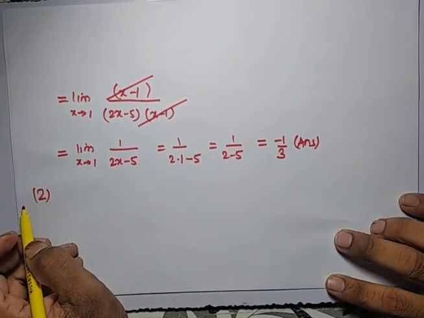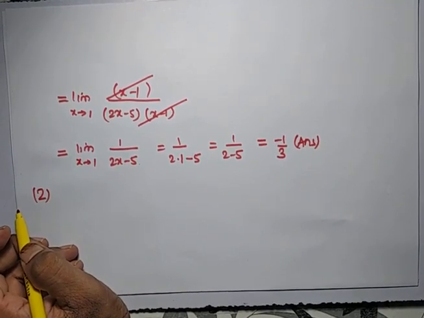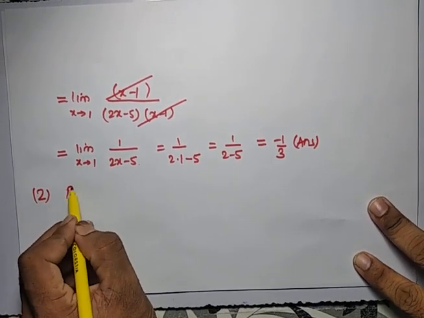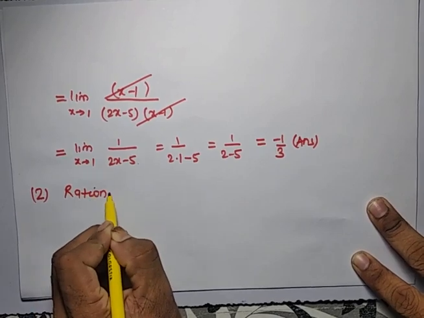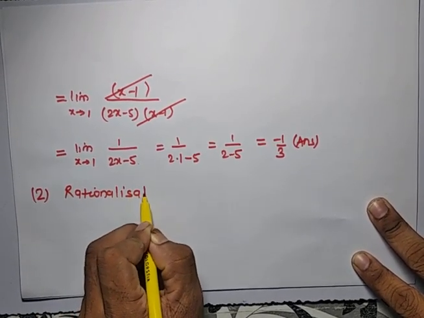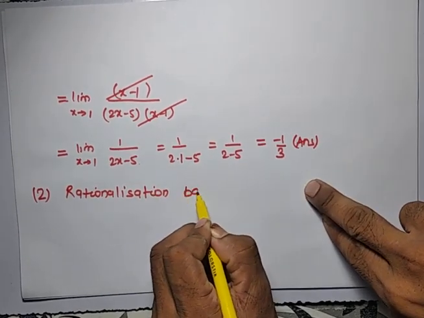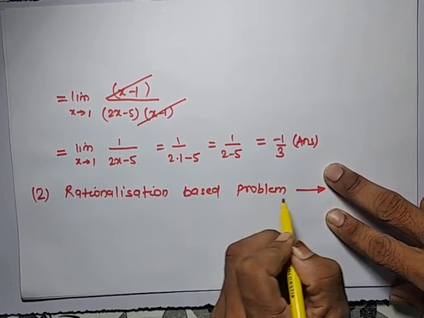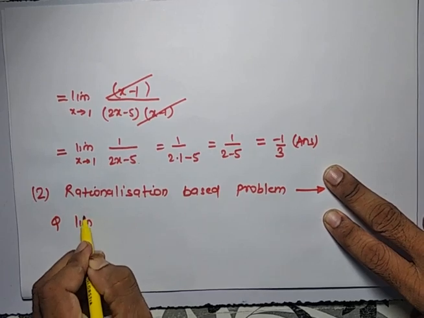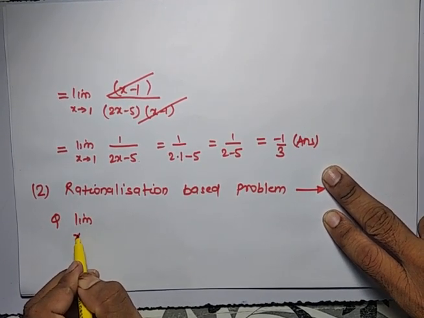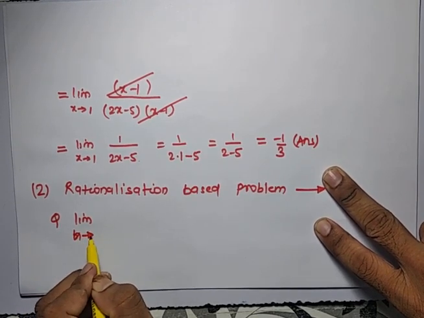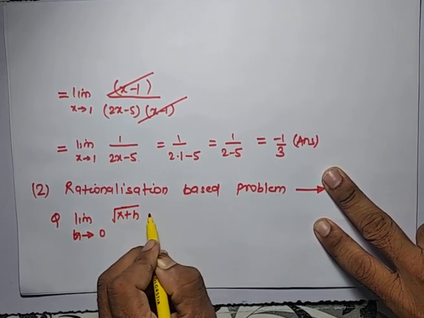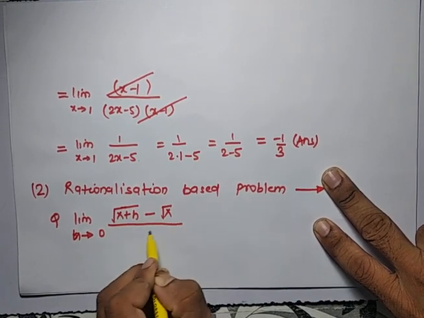The second type of question that can be asked from algebraic limit is the rationalization based problem. Suppose the question is limit h tending to 0, root under x plus h minus root x, by h.